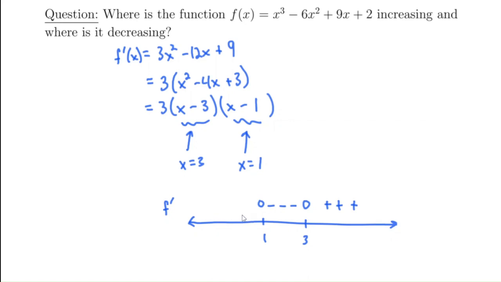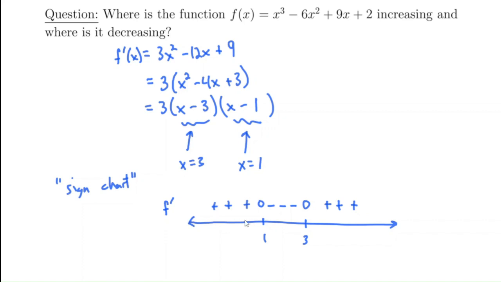And if we pick a number less than 1, so any number less than 1, like 1 half or 0 or negative 10, if we plug it in here, we're going to get a negative number. If we plug it in here, we're going to get a negative number, and 3 is positive. So negative times negative times positive will be positive. That's true for any number out here. So what we've drawn here is what's called a sign chart. This is a sign chart for f prime.